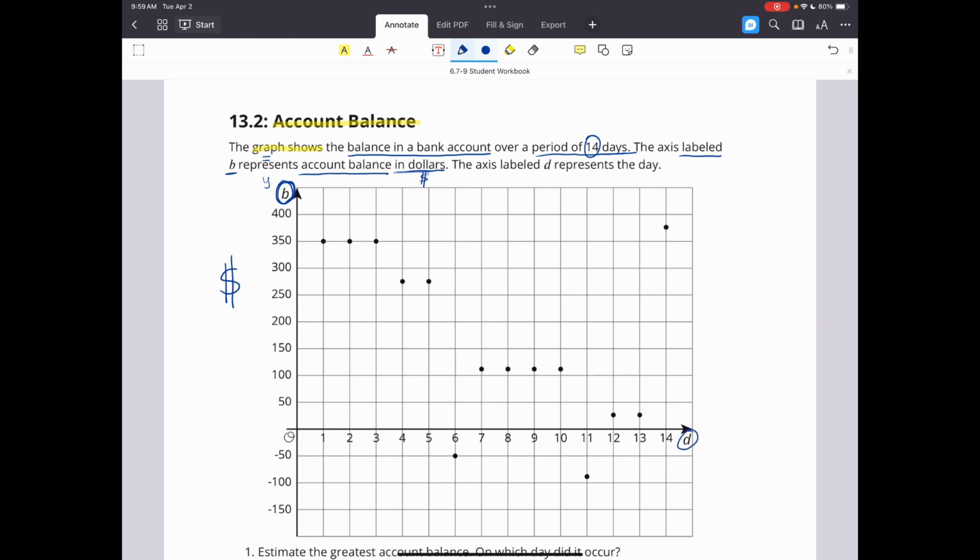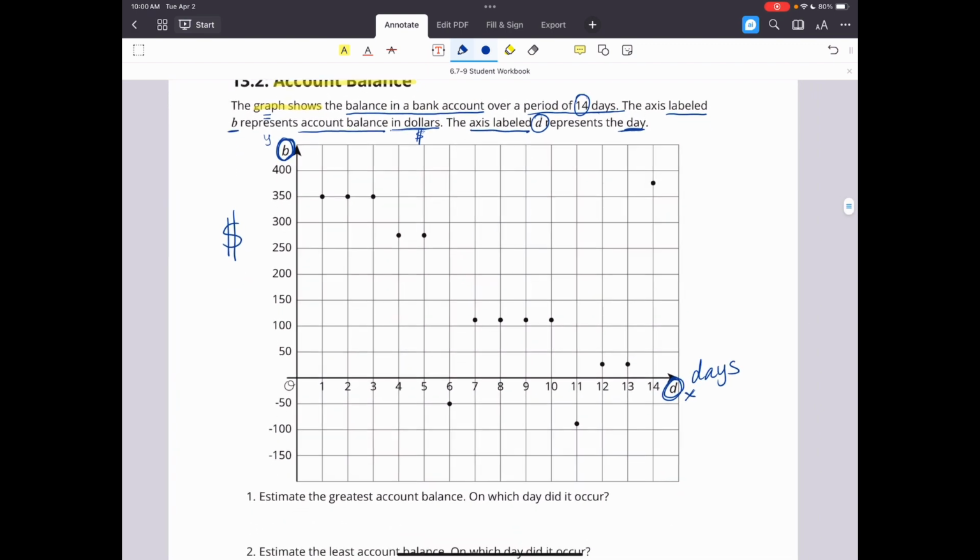So then D is my other one. That's actually my x-axis that we're used to. But the reason they call it D is because it's for the days. So the days are the numbers 1 through 14 that are growing across that x-axis. So if you look at it, the second part we just said was it represents how many days it's been.